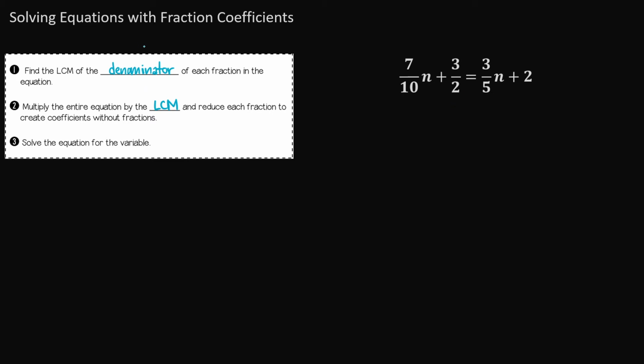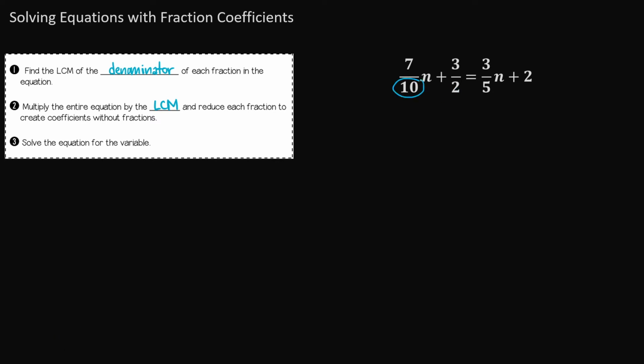So to solve equations with fraction coefficients, the first step we need to do is find the LCM of the denominator of each fraction in the equation. We're going to multiply the entire equation by that least common multiple and reduce the fraction to create coefficients without fractions. We're going to get whole numbers for all of these fractions here. And then we're going to solve the equation for the variable. In this case, we're going to solve for n. So first thing, let's find the LCM of the denominators.